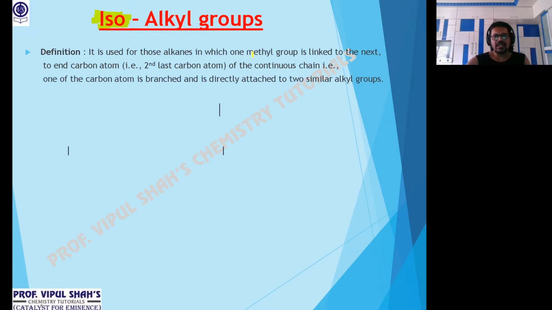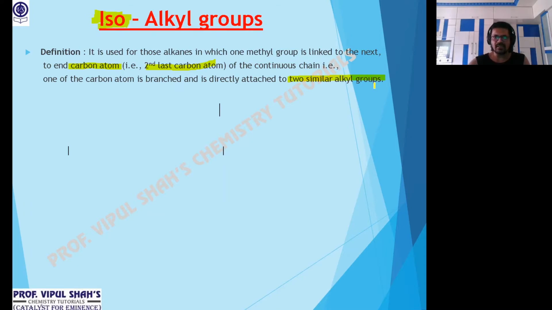It is for those alkanes in which one methyl is linked to the end carbon, that is the second last carbon of the continuous chain. What does it mean? In a continuous chain, one carbon is branched. The branch carbon is attached to two similar alkyl groups. So what it says: one of the carbon atoms is branched and is directly attached to two similar alkyl groups. Then that group is called iso group.